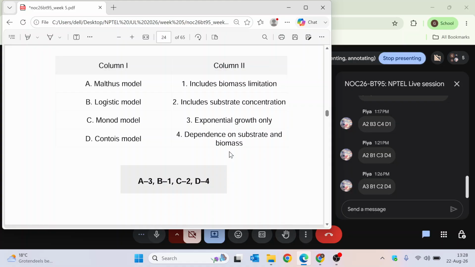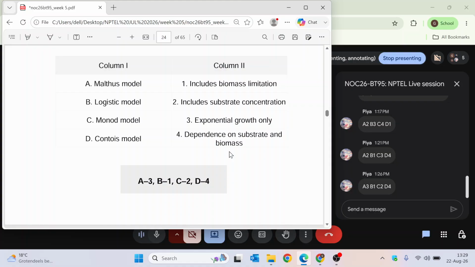Next is the logistic model. So the logistic model equation says that dx by dt is equal to mu max x into 1 minus x by k. So here we all know that the growth in population is going to depend on the initial biomass concentration, the growth rate, and there is one more factor that's getting added in this model, which is the carrying capacity.